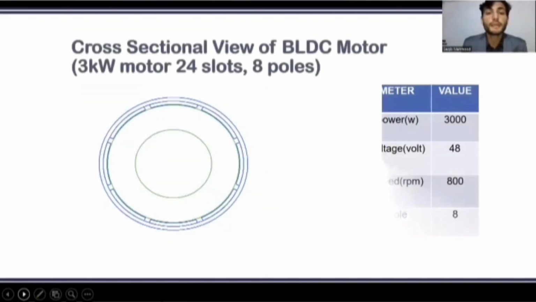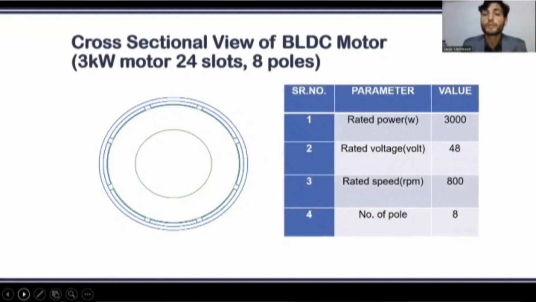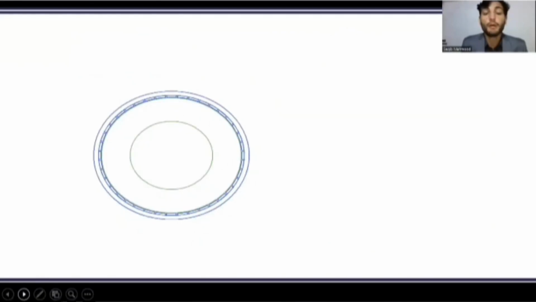Next is the cross-sectional view of the BLDC motor. For the 24 slot 8 pole motor, we rated the motor for 3000 watt, or 3 kilowatt. We want to run this motor with 48 volts DC. Rated speed we kept at 800 RPM, which converts to approximately 65 kilometer per hour. If we make the hardware of this model, we want the maximum achievable speed of the vehicle to be 65 kilometer per hour. We selected 8 poles for this model.